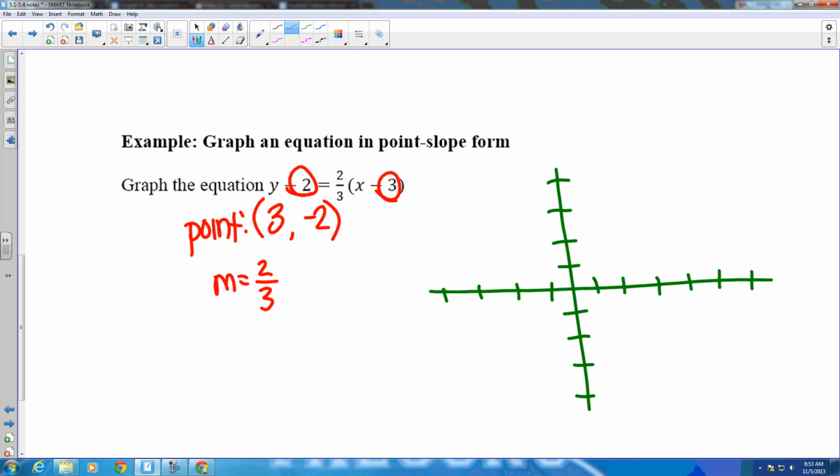So we start at 3, -2, which is right here, and then we follow the slope up 2 over 3. So we should end up over here. Connect the 2 points, and that's our line.